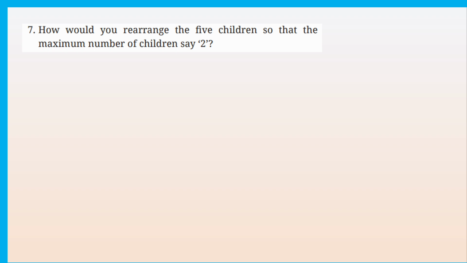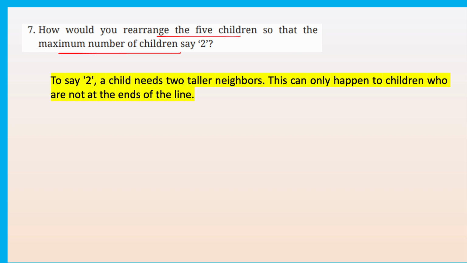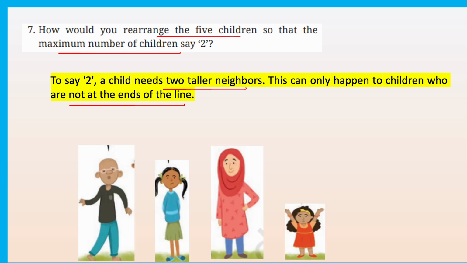How would you rearrange the 5 children so that the maximum number of children say 2? To say 2, a child needs how many neighbors? 2 taller neighbors. This can only happen to children who are not at the ends of the line. See this picture. If a child has 2 taller neighbors, then he can say 2.